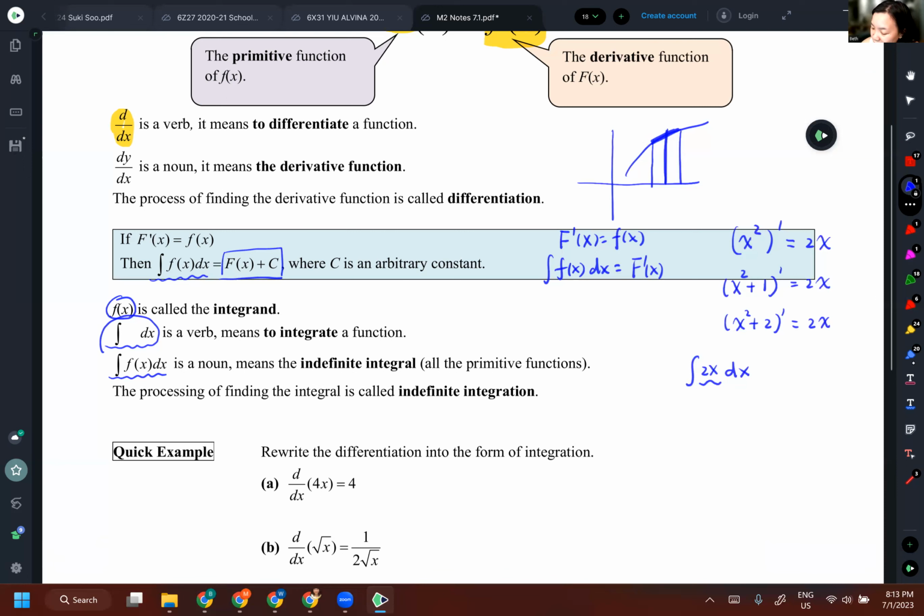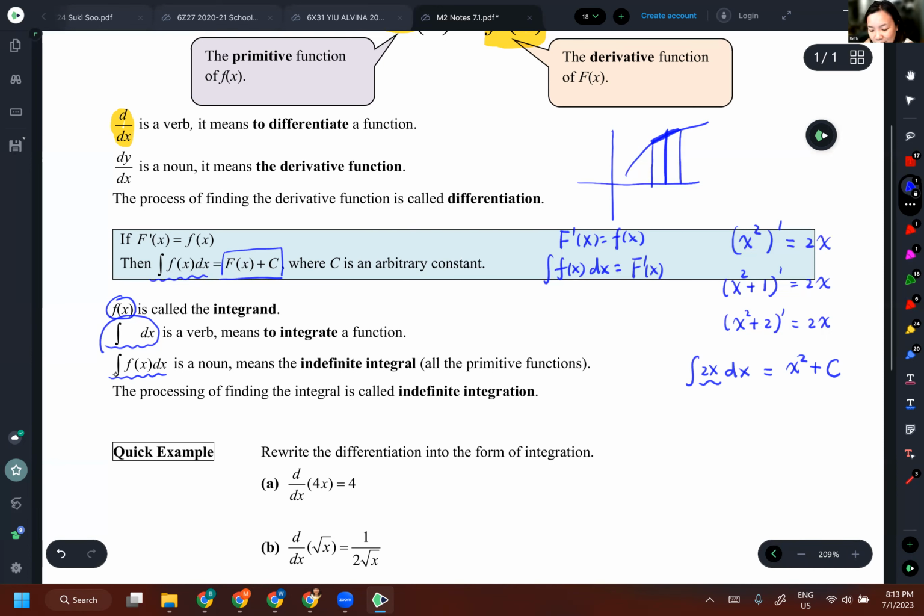So that's why the outcome is one of the primitive function, plus c. Here c is a constant, because if you add a constant, it doesn't change the derivative. That's why when you integrate, you're not supposed to get one primitive. You're supposed to get one primitive plus any constant. Here we call it an arbitrary constant, meaning it can be anything. It really does not matter. Okay.